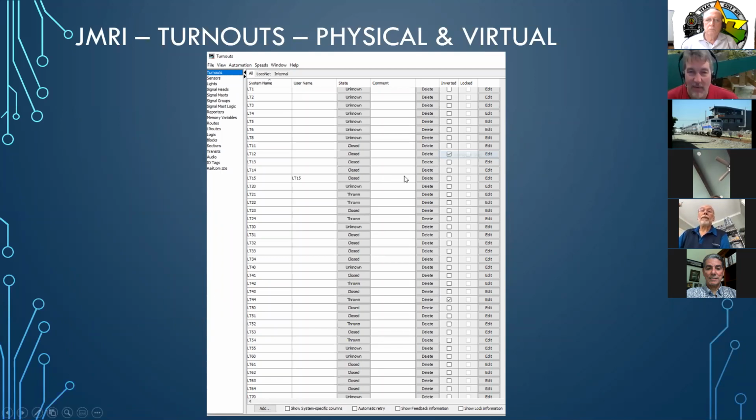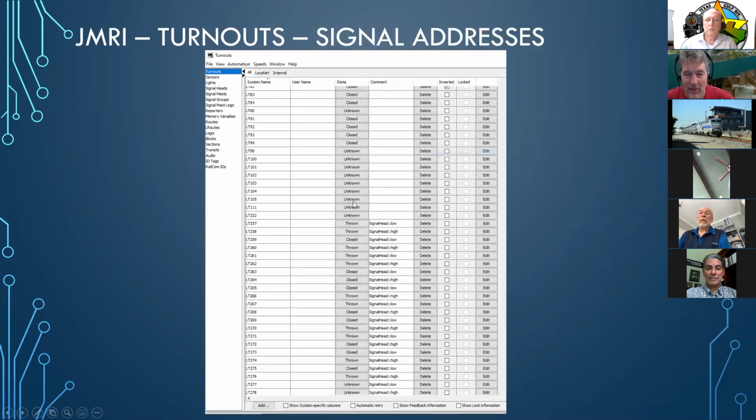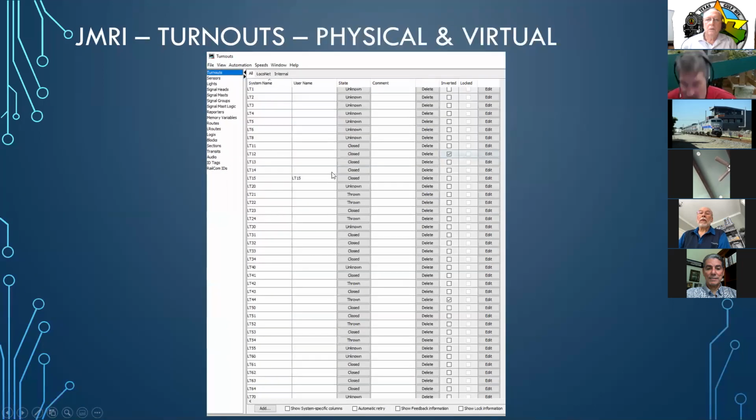The way I have my DS64s configured, I said I had 9 DS64s. The first one has 11, 12, 13, and 14 as the 4 turnout addresses. The next one's 21 through 24, 31 through 34, and so forth. You can see that it also keeps track of the state. These are all closed over here. I can throw one of these just by clicking. Well, I can't throw that one because it's actually static. But you can click on here and throw the turnout from here if you want to.